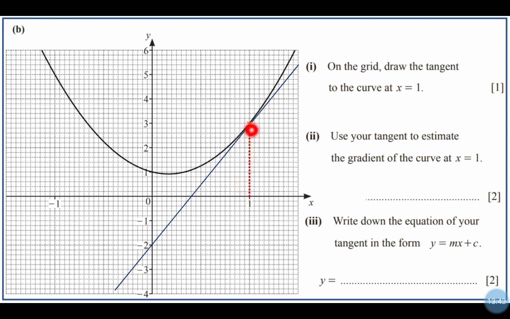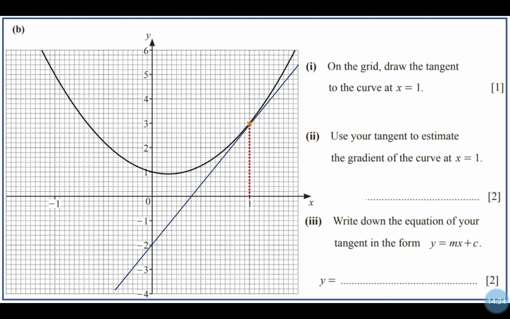So if I draw a line, you notice how I draw the line, it touches only that point. Next, use your tangent to estimate the gradient of the curve at x is equal to 1. Actually this tangent will always estimate the gradient of the curve at that point. If the point is over here, then there's another different tangent over here. The gradient of that tangent will determine the gradient of this curve on this point. So how do we find out the gradient of the line?